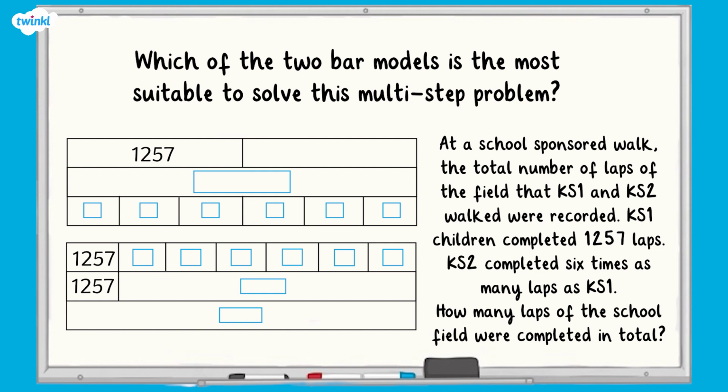Now it's time for a challenge. Which of the two bar models is the most suitable to solve this multi-step problem? Choose which bar model to use and then calculate the answer. At the school-sponsored walk, the total number of laps of the field that Key Stage 1 and Key Stage 2 walked were recorded. Key Stage 1 completed 1,257 laps. Key Stage 2 completed 6 times as many laps as Key Stage 1. How many laps of the school field were completed in total?